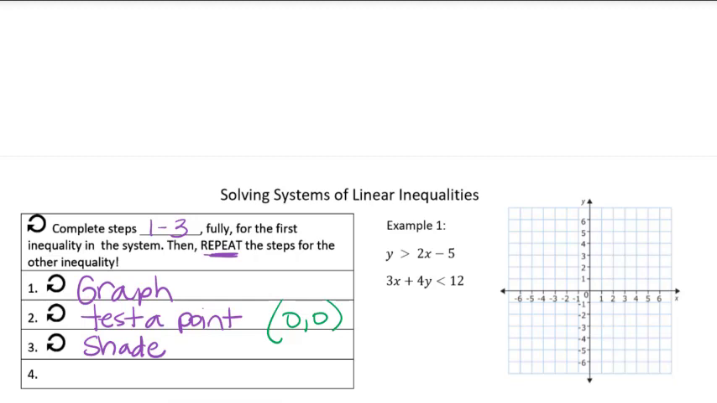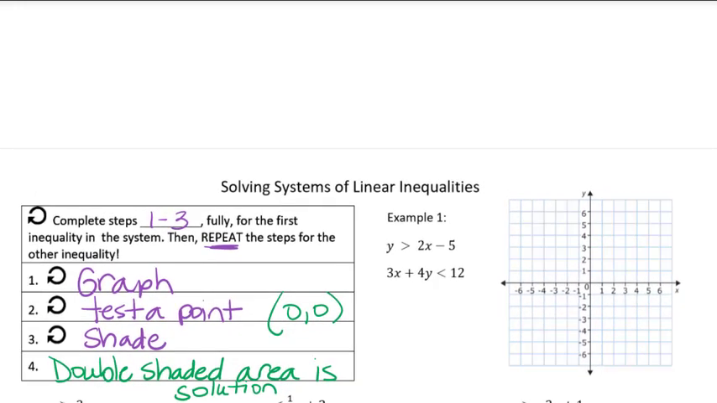And like I said, once you have done all 3 of those steps, you're going to repeat the steps for the second inequality. And then the last step, it's not really a step, but it's important to know where your solutions are at. When you have a system of linear inequalities, the double shaded area is the solution. And I'll show you what that means when we go through our first example.